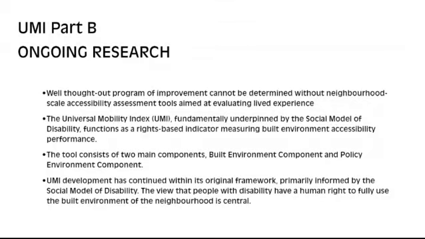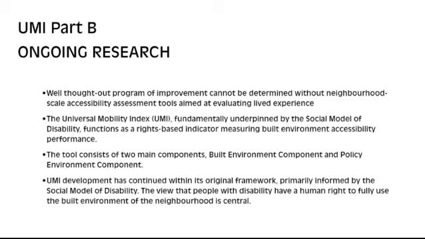Without neighbourhood-scale accessibility assessment tools aimed at evaluating lived experience, it is difficult to see how a well-thought-out program of improvement can be determined. The Universal Mobility Index, the UMI, fundamentally underpinned by the social model of disability, functions as a rights-based indicator measuring built environment accessibility performance. The tool consists of two main components, built environment component and policy environment component.